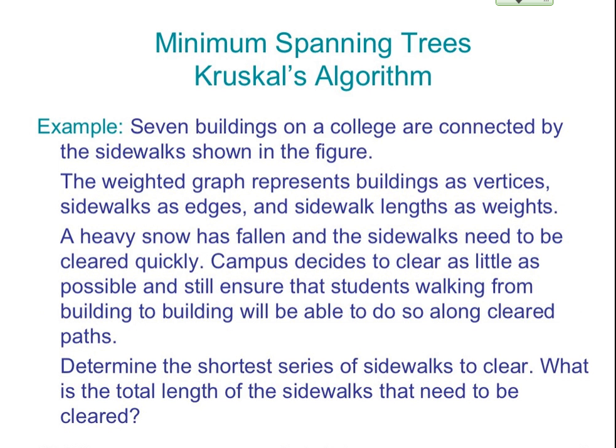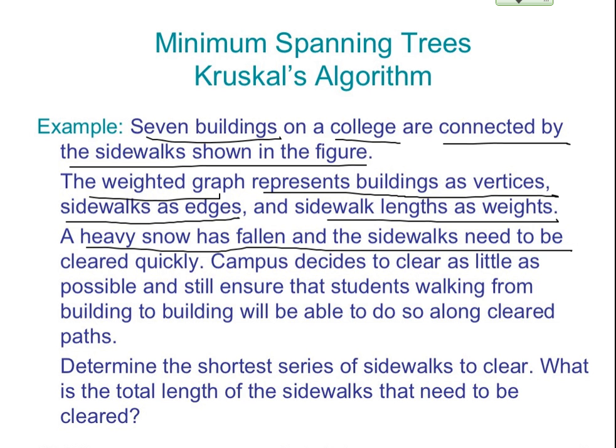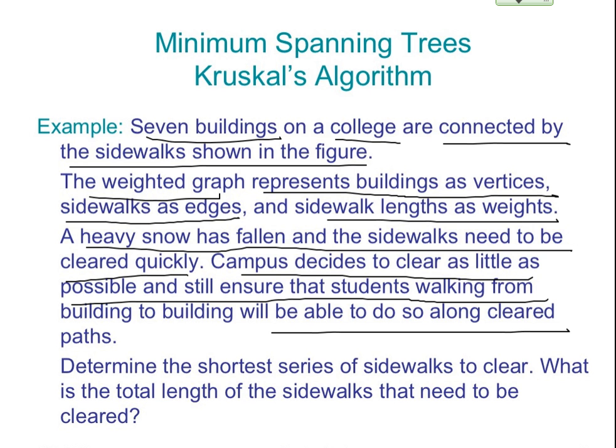So let's suppose we have 7 buildings on a college and they are connected by sidewalks. The weighted graph represents buildings as vertices, sidewalks as edges, and the sidewalk lengths as weights. A heavy snow has fallen and the sidewalks need to be cleared quickly. Campus decides to clear as little as possible and still ensure the students walking from building to building will be able to do so along cleared paths. Determine the shortest series of sidewalks to clear. What is the total length?